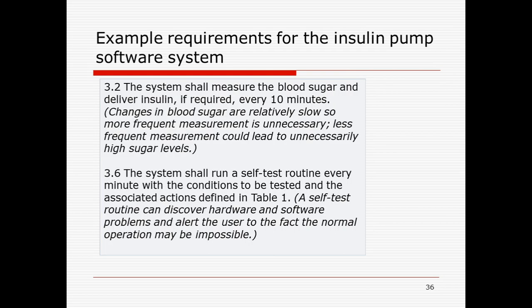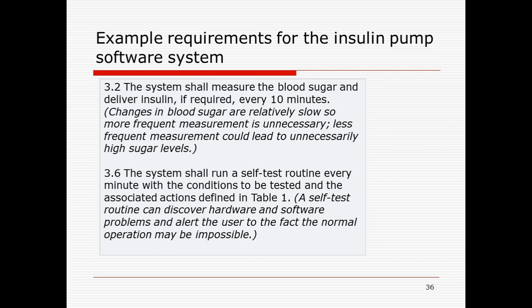Here you can see some requirements written in natural language from the insulin pump software system that we have discussed in our case studies. Blood sugar level to be measured by the system every 10 minutes, if required, and insulin should be delivered accordingly. So that can be written in natural language this way.